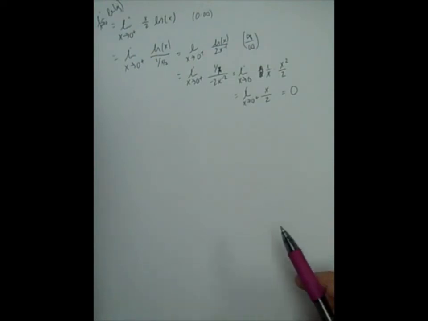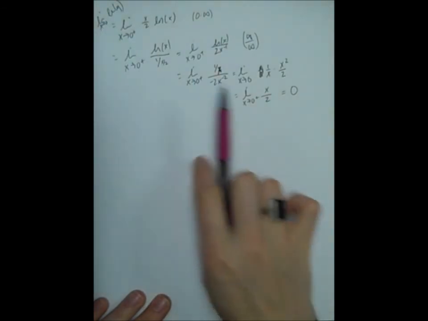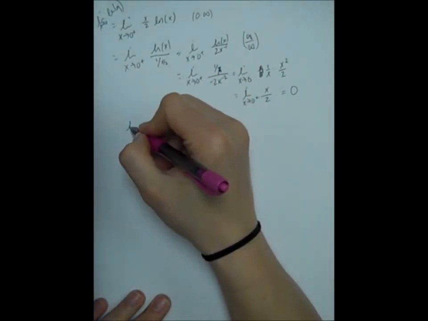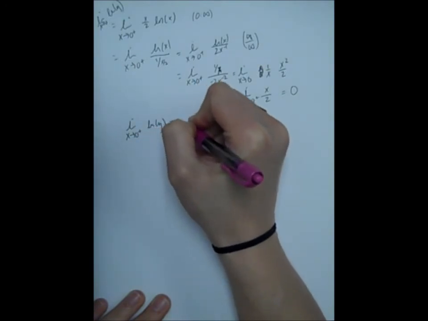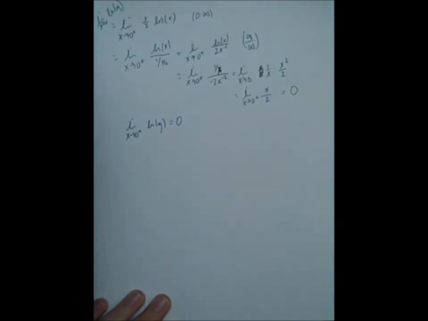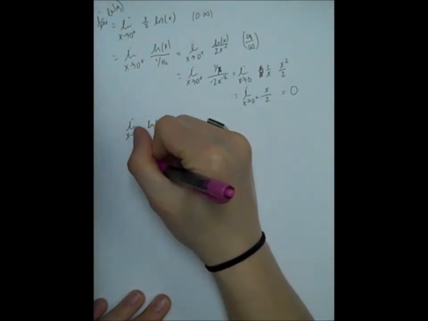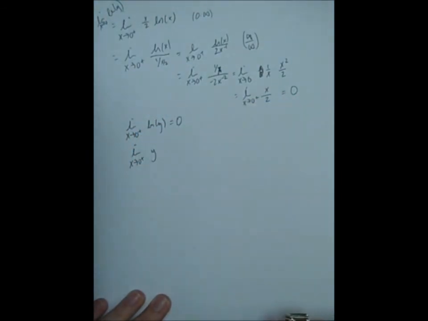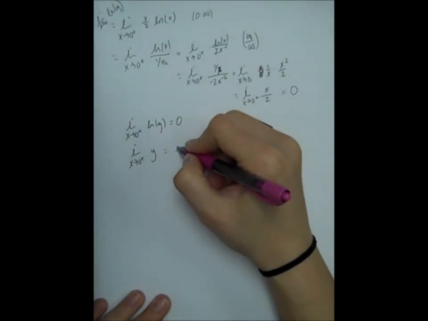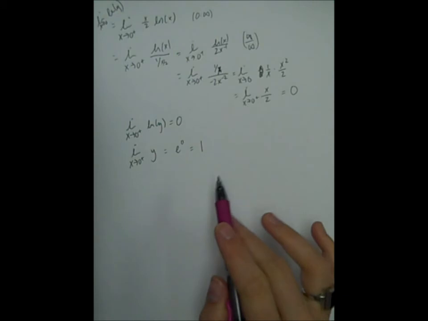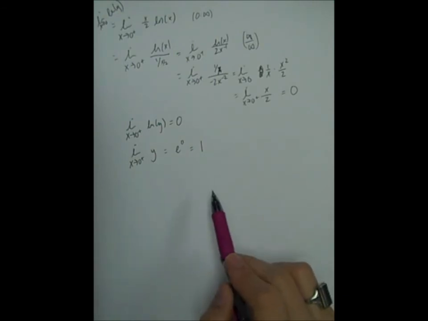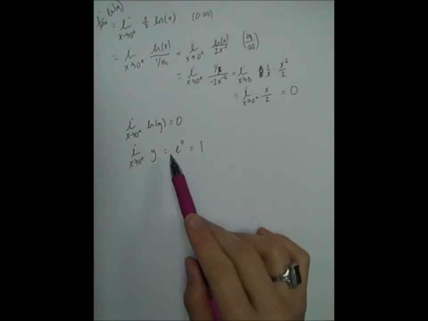But we're not done. This was the limit of the natural log. That's not what I want. So what we just found is that the limit as x approaches 0 of the natural log of y is 0. But we want the limit of just y. That was my original function. So what I do is exponentiate. So e to the 0, which is 1. So what did I do here? Instead of looking at my function, I looked at the natural log of my function, took the limit using L'Hopital's rule, and then exponentiated in the end.